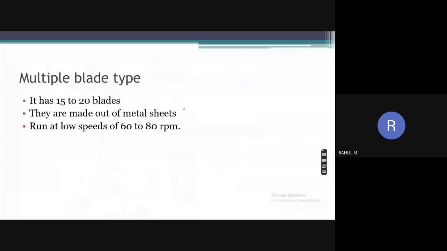And one more thing is that there are multiple blade types as well, where around 15 to 20 blades are used. They are made of metal sheets, and they run at low speeds of around 60 to 80 RPM. So please make a note of these points as well.